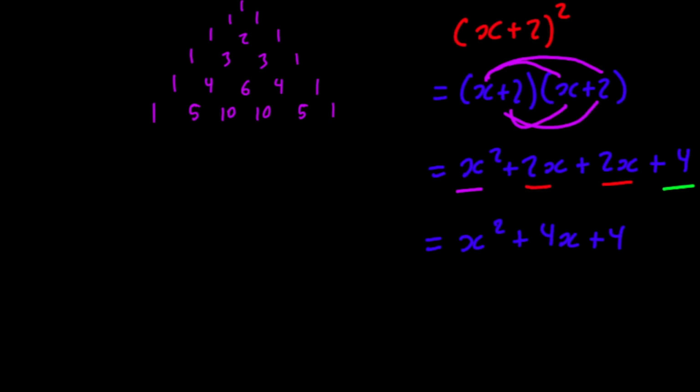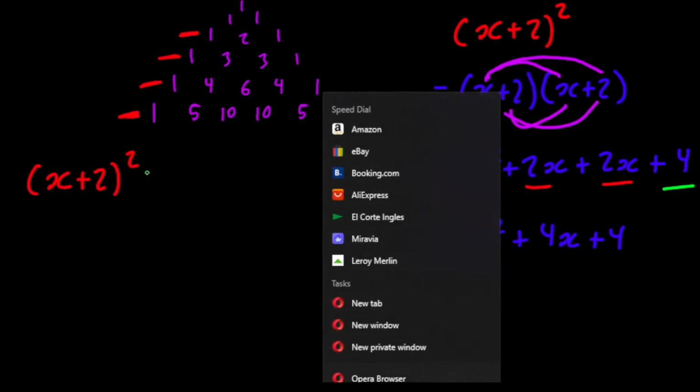So instead of doing all this, we can just use the diagram we just drew. So we have x plus 2 squared. So it's squared, therefore we use this row. If it was cubed, we use this row. If it was power 4, we use this. Power 5, we use this. So x plus 2 to the power of 2.